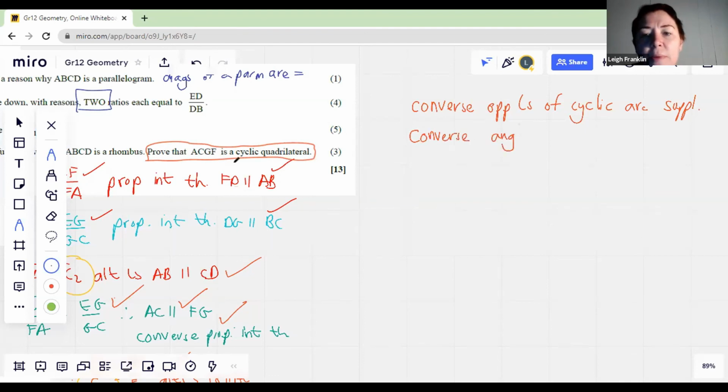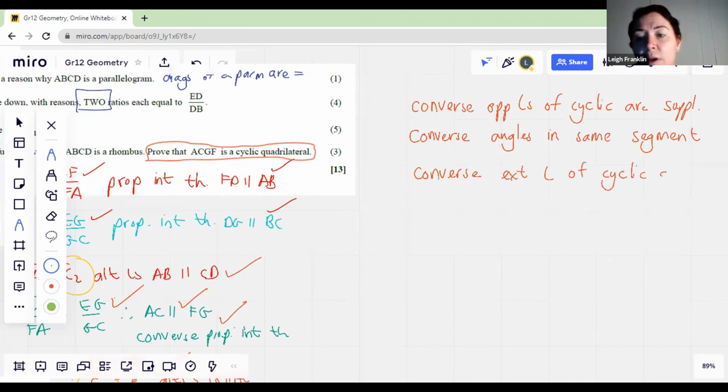Angles in the same segment. All right, and the last one, Matric, converse exterior angle of cyclic quad. Gosh, you guys have to know so much theory, hey? There is so much theory that needs to be learned.